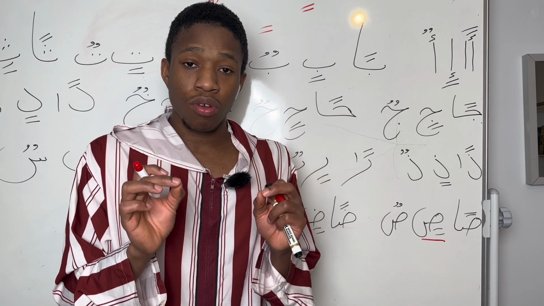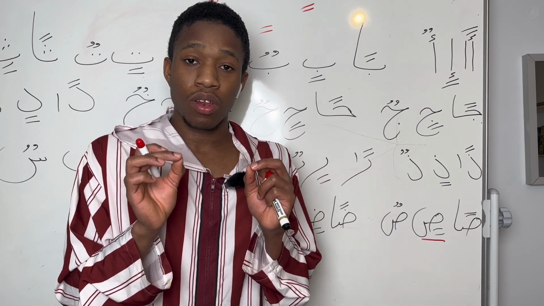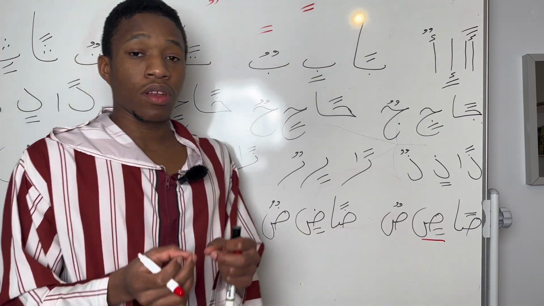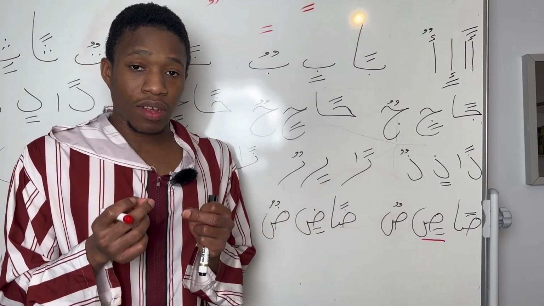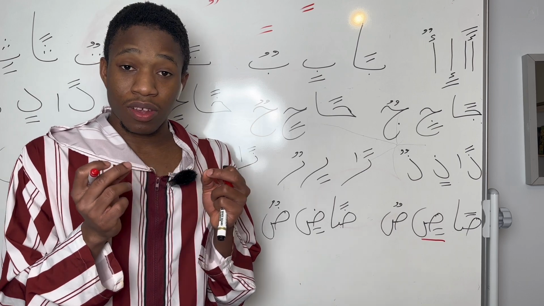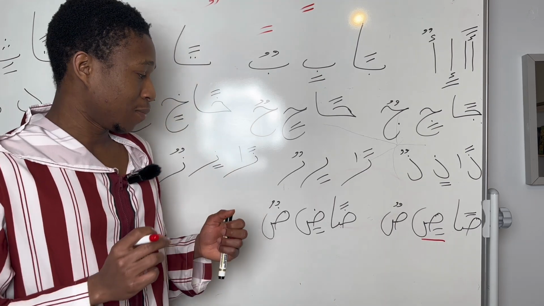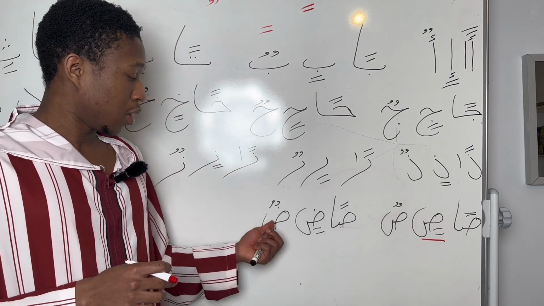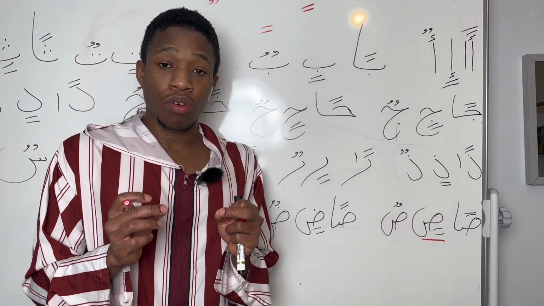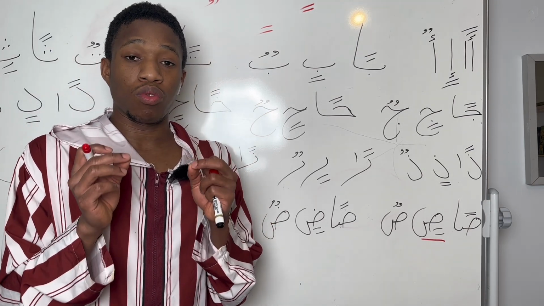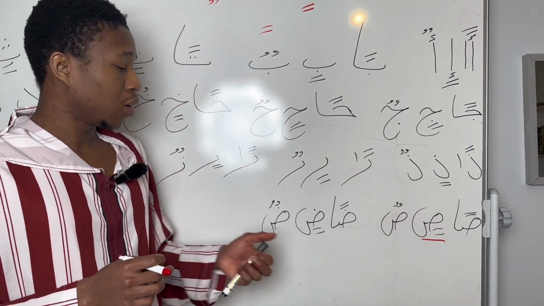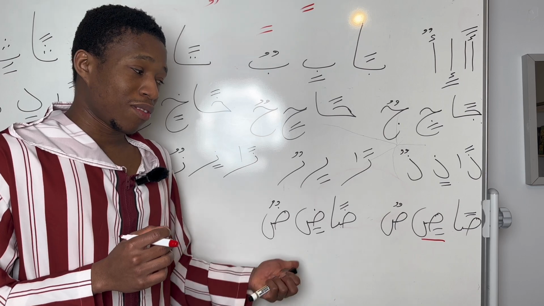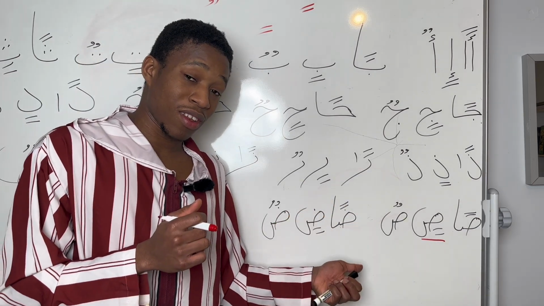Dad fathatan dan. Good. The second one, dad kasratan din. Can you see how beautiful it is? Not din. Din. And the last one, dad dhammatan dun. Dun. MashaAllah. Dun.